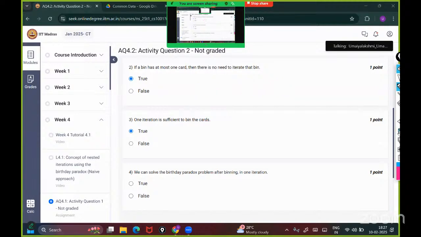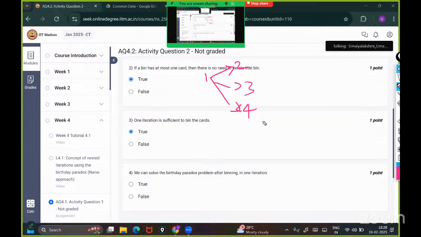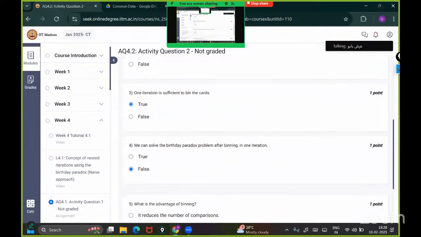First I have to take the person's date of birth, and then I have to match it by using the other iteration. So I'll check with the second card, third card, fourth card, similarly with all the cards. If the match is not found, I'll discard this, take the new card, the second card, and check it against the other cards. So here, one iteration is not enough to solve this birthday paradox problem. Is that clear? Okay.